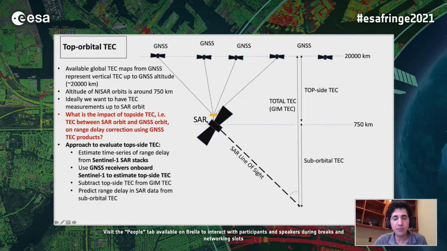To understand the impact of the above-orbit TEC, we use GNSS receivers from Sentinel-1 platforms, thanks to ESA, that actually provides this data freely. We could estimate TEC from GNSS receivers on board the Sentinel-1 A and B platforms. Actually, Sentinel-2 has the same data, but we looked only at Sentinel-1. And that allows us to subtract the topside TEC from the total TEC and get to the suborbital TEC.